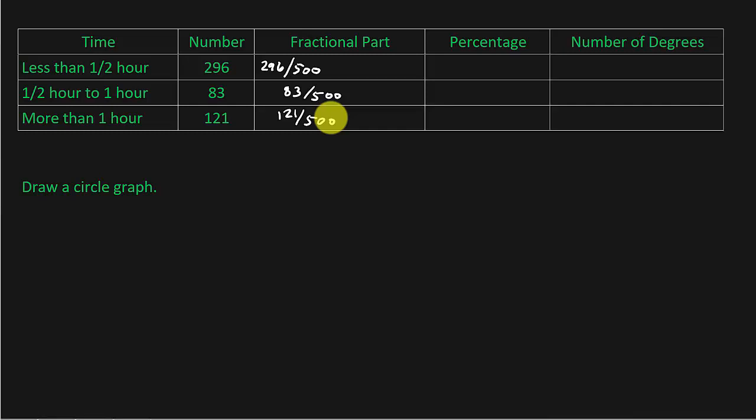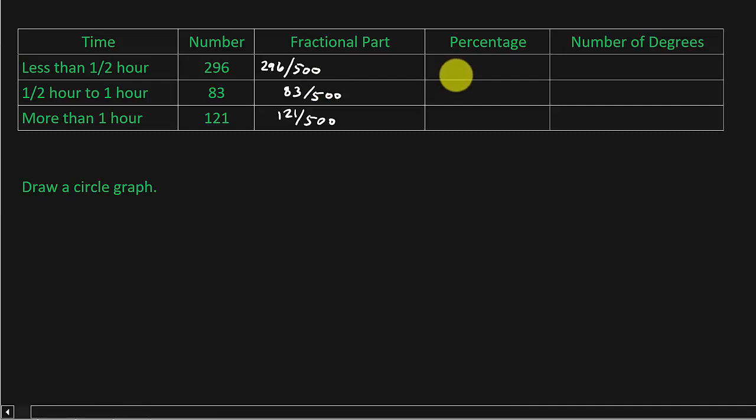So what percentage is that? Well, we know how to find the percentage. We take the 296, divide that by 500. We punch that into a calculator, and we get 0.592 as an answer. But they are asking for the percentage. So how do we get percentage? Move it 2 places to the right. So that's 59.2%.